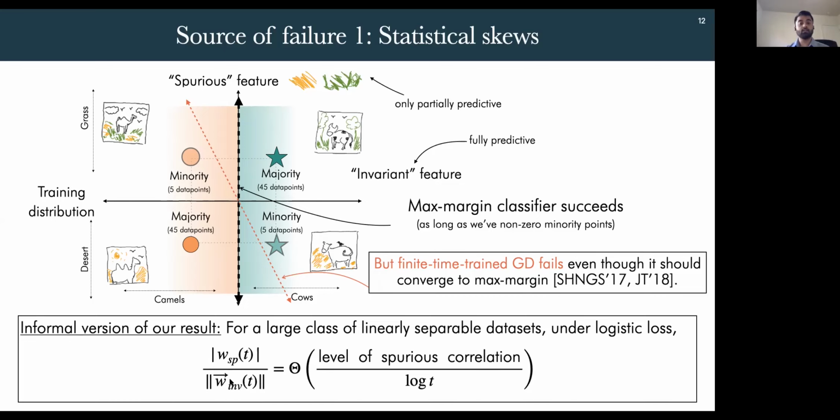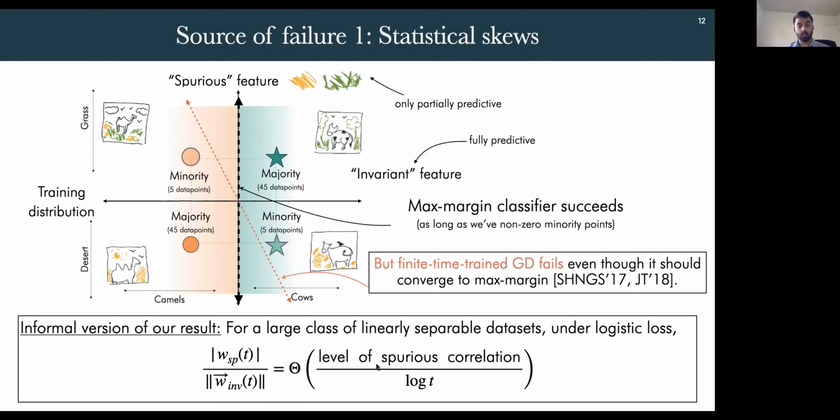So I'm imagining that the invariant feature can potentially be high dimensional here. So this ratio is determined by this quantity, which is proportional to how much spurious correlation you have in your data set divided by log t. Now let me try to unpack what this theorem is trying to say.